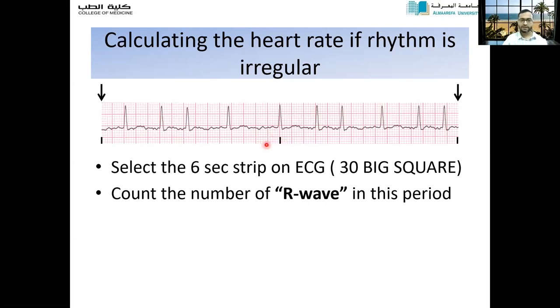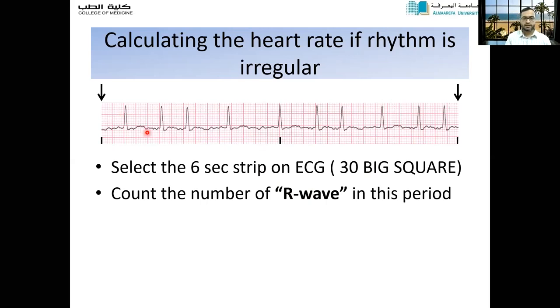This is 3 seconds and the other 3 seconds. Most recent ECG machines, when they give the printout, have a marking like this for 3 seconds. So there is no need of counting or wasting time. Simply select the 2 marks and it will become 6 seconds for you. So select the 6-second strip on the ECG paper and count the number of R waves during these 6 seconds.